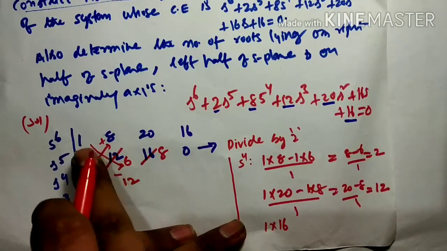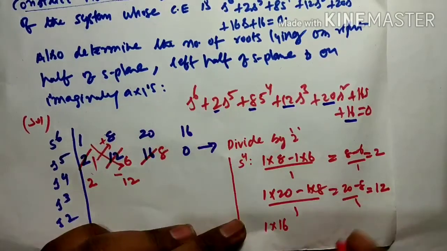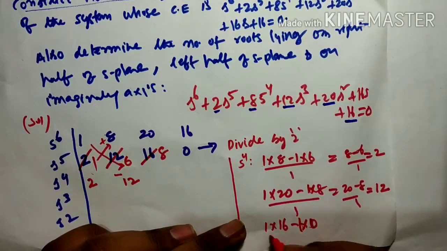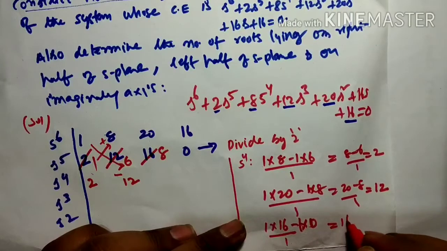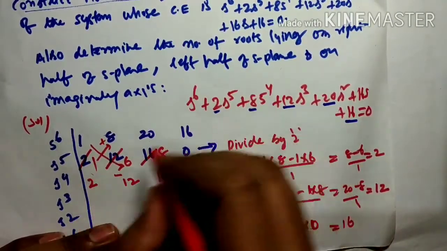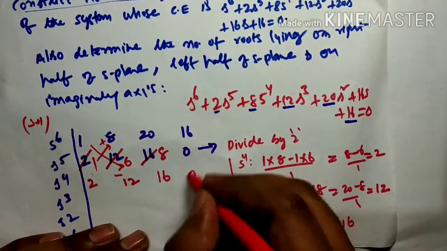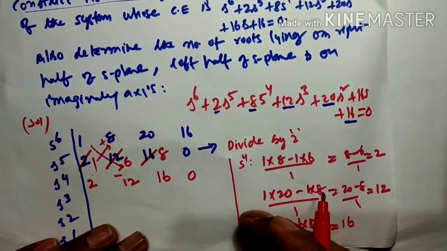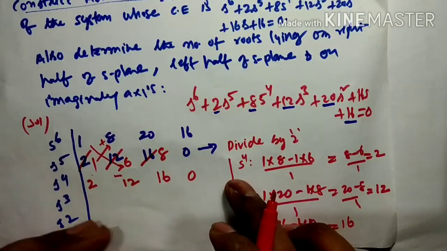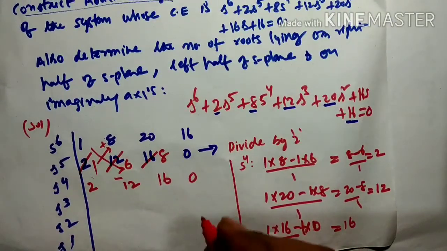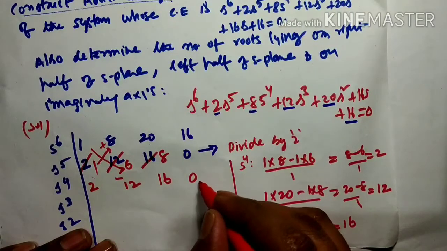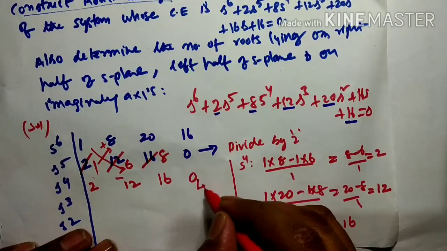1 into 0, 1 into 16 minus 1 into 0 by 1, so you will get only 16. Okay, so this is 0. Next there is no element here, so this value becomes 0. Now this can also be divided by 2. I am going to write this can also be divided by 2 here. This can also be divided by 2.